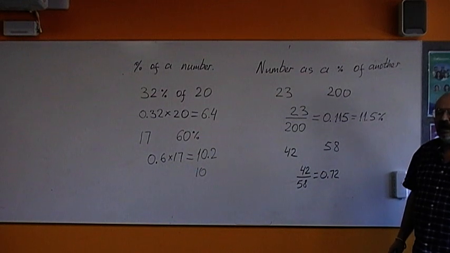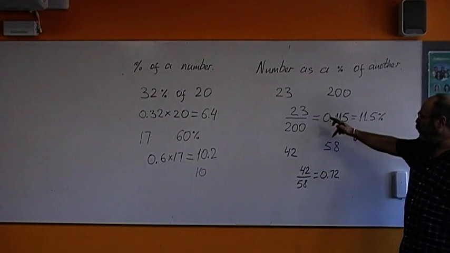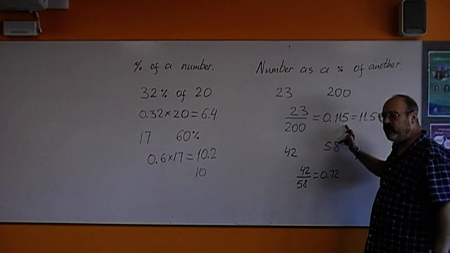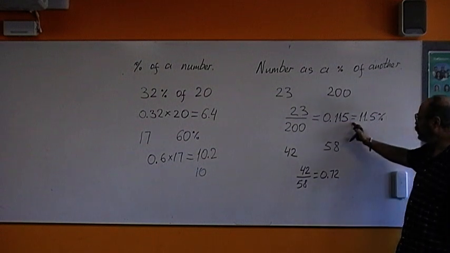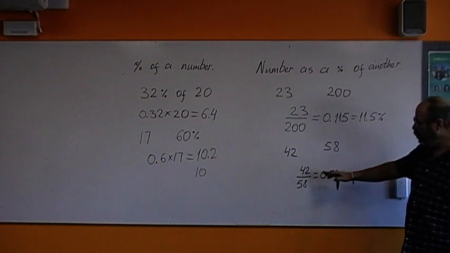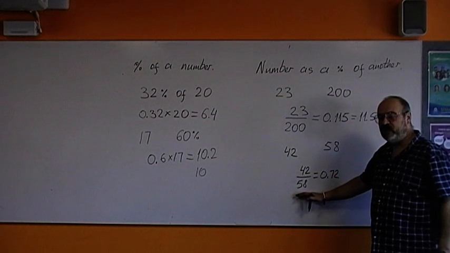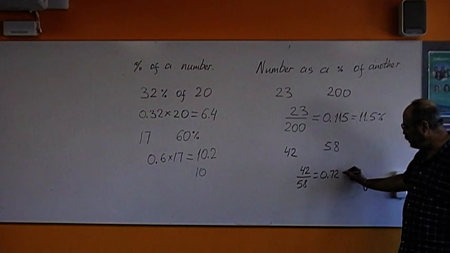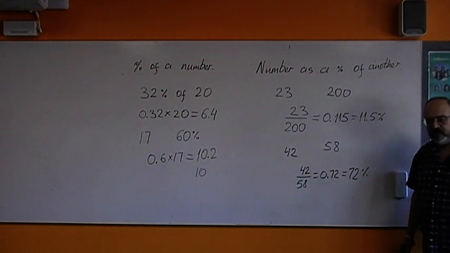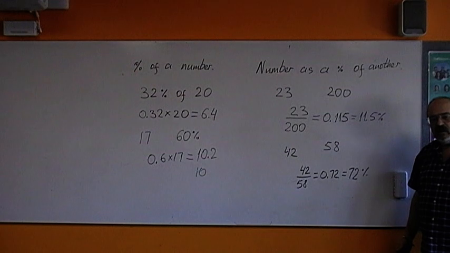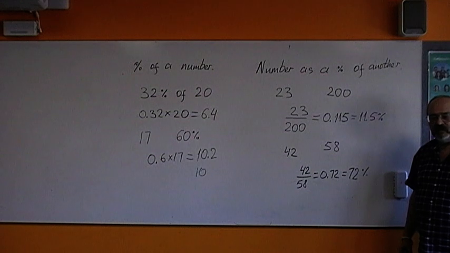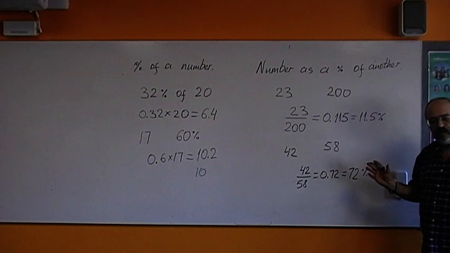How do you get 0.115? 23 divided by 200 is 0.115, and we turn it into a percentage, which becomes 11.5%. Now, if you got 42 marks out of 58 on the test, that's 0.72, which is 72%. Make sense? Yes, round to the whole number.